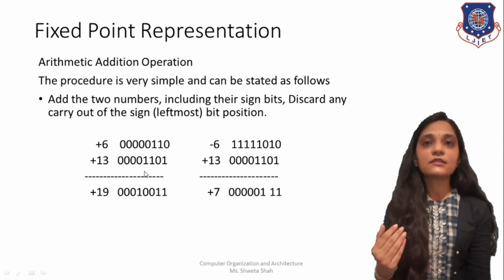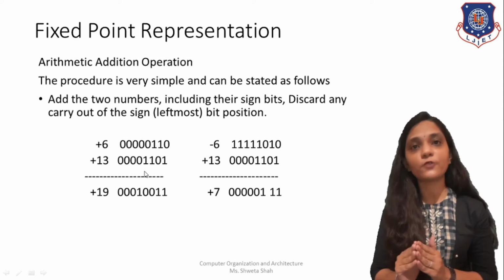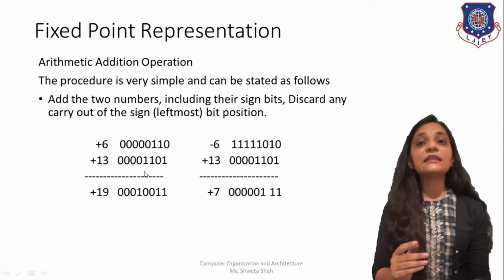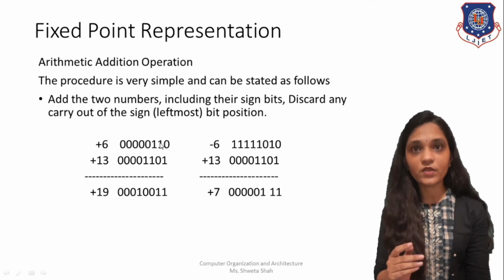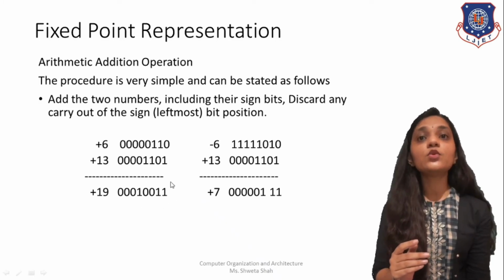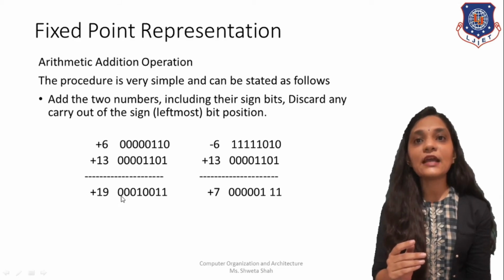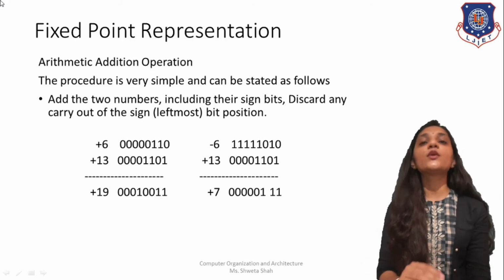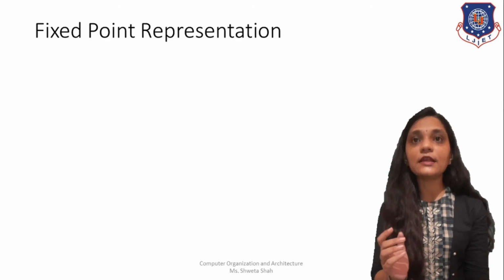Okay, and 13, as it is a positive number, so the sign bit is 0 and the rest of the bits are the magnitude. Whenever you do addition of these numbers, 0 plus 1 is 1, 1 plus 0 is 1, and then 0 plus 1 plus 1 is 0, carry 1, and so on. When you find the addition result and the sign bit is 0, that means your result is positive. Okay, let me see further examples.